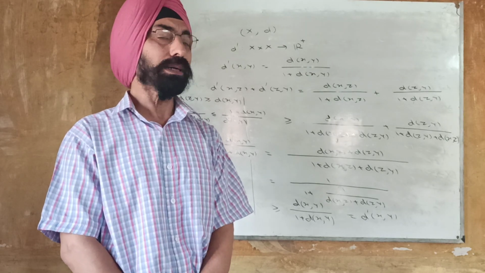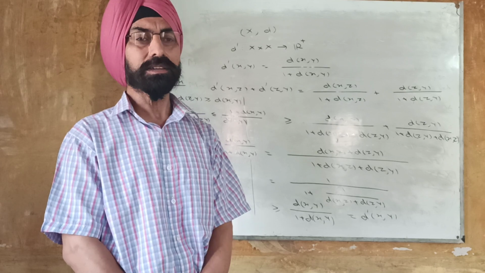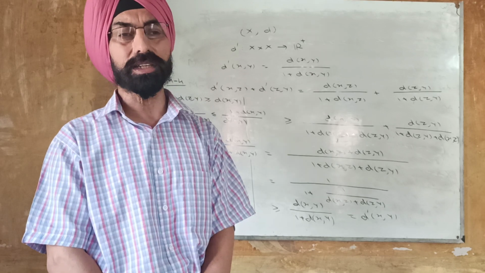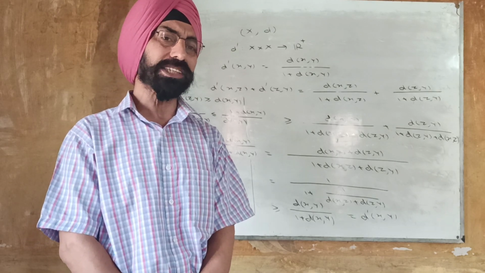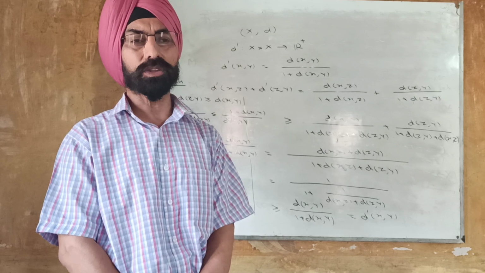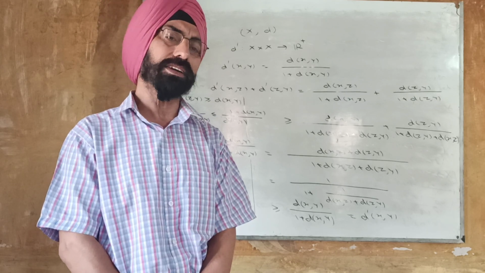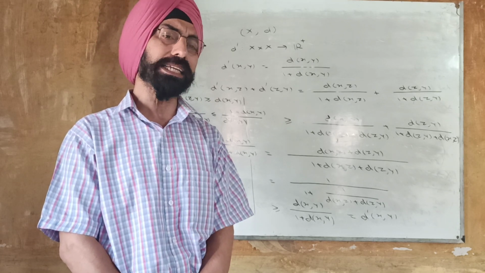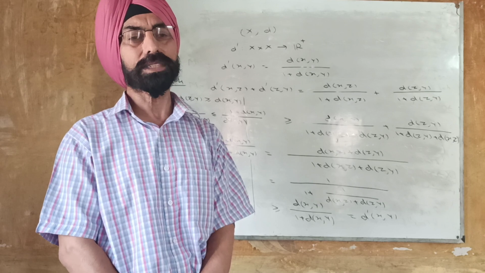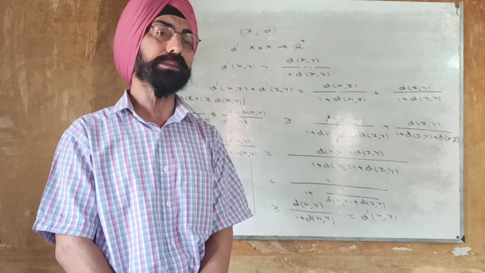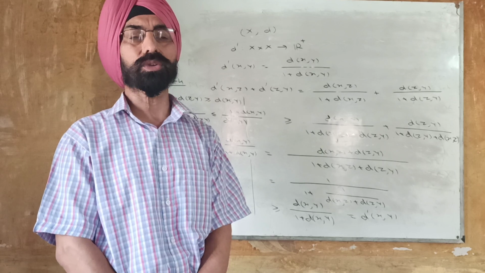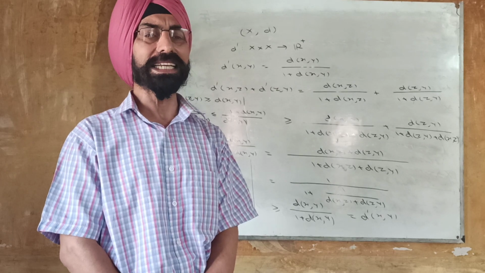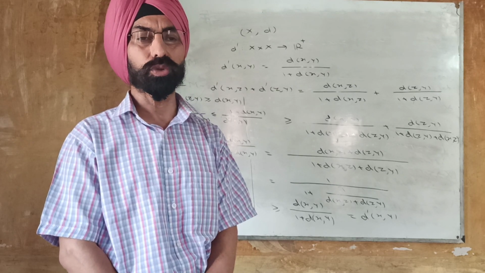Now from d dash, in the same way, defining d double dash equal to d dash upon 1 plus d dash, we can have another metric. Then defining d triple dash equal to d double dash upon 1 plus d double dash, we can have another metric. Continuing like this, we can have infinitely many metrics on the same set. So the question: how many metrics are there on a non-empty set? The answer is that there are infinitely many metrics on any non-empty set with at least 2 points.